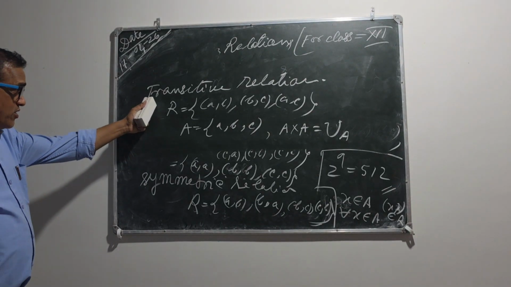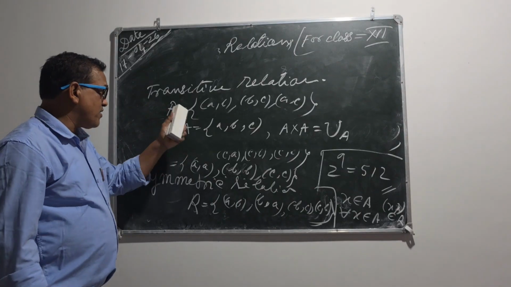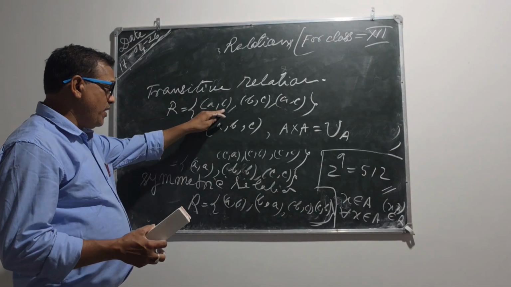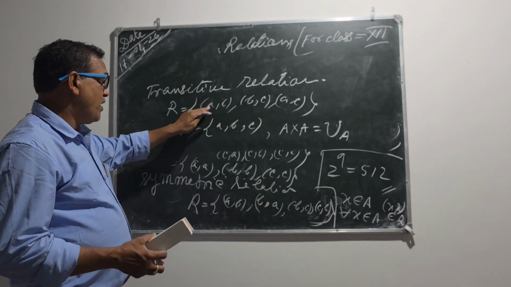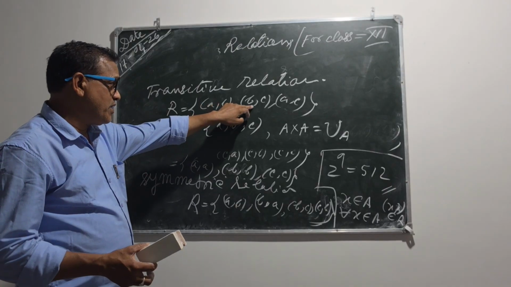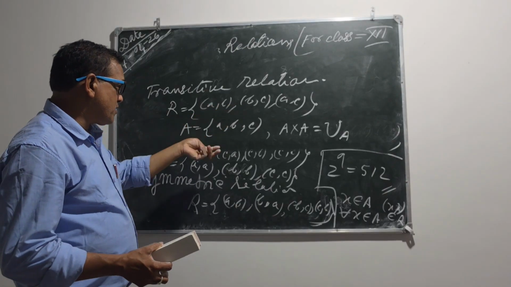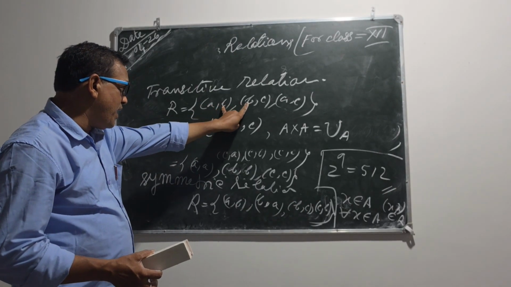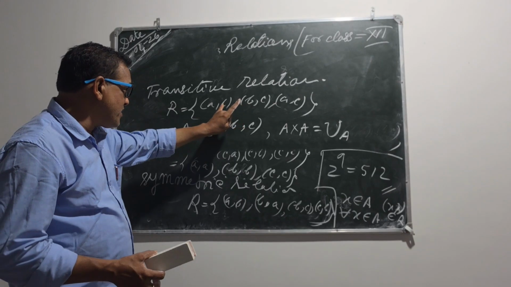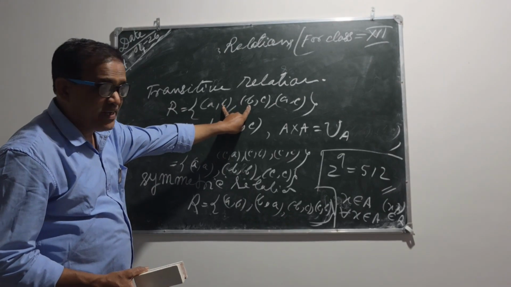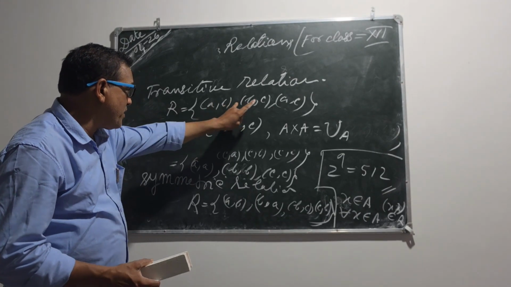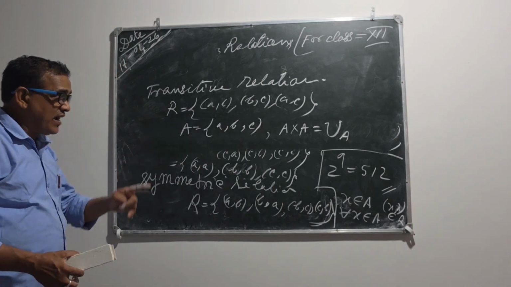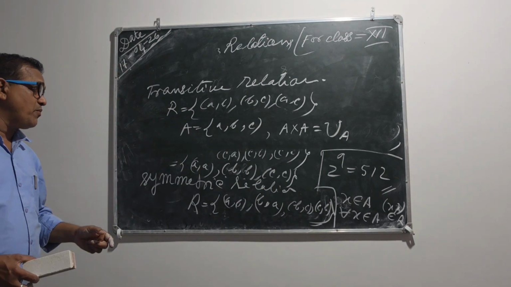And what is the transitive relation? Among that, transitive will be: if there are two pairs like (A, B) and (B, C), then it ends with B and the next starts with B. That is, whenever the second component and the first component are the same, then (A, C) must be present in that relation. Then it will be a transitive relation.